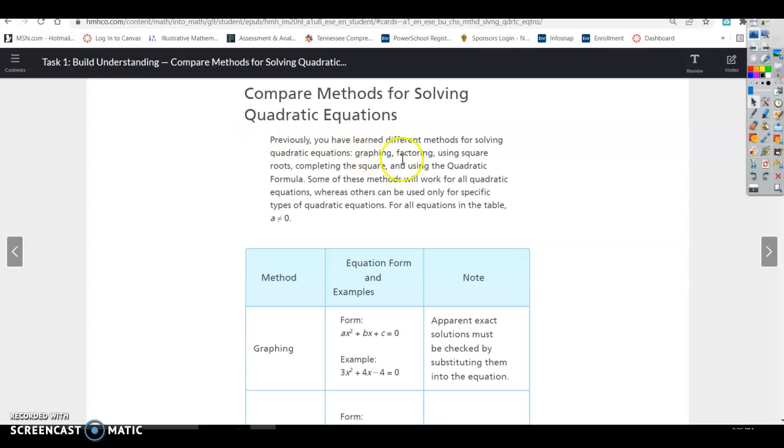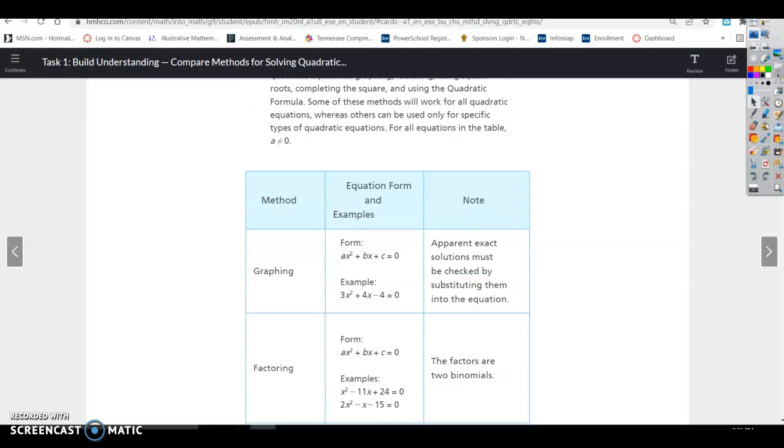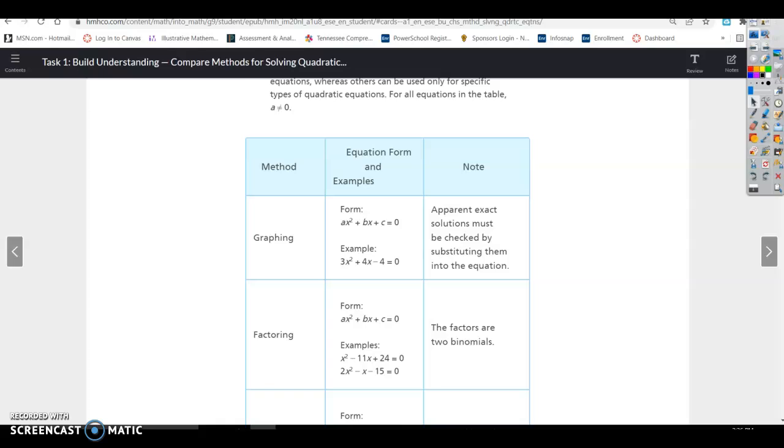It says, previously you have learned different methods of solving quadratic equations: graphing, factoring, using square roots, completing the square, and using the quadratic formula. Some of these methods will work for all quadratic equations, whereas others can only be used for specific types of quadratic equations. For all equations in the table, a is not equal to 0. Remember, this is just a stipulation they put. A is not equal to 0 because if a is equal to 0, there's no x squared, and that's what makes it a quadratic.